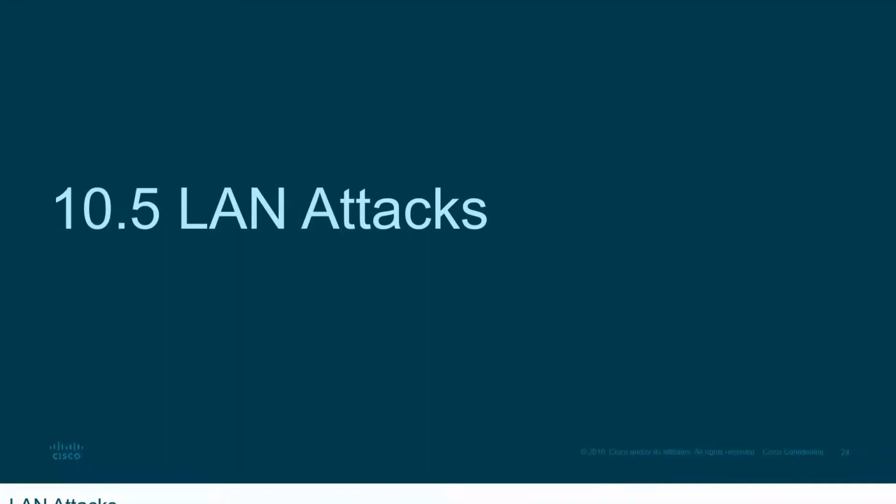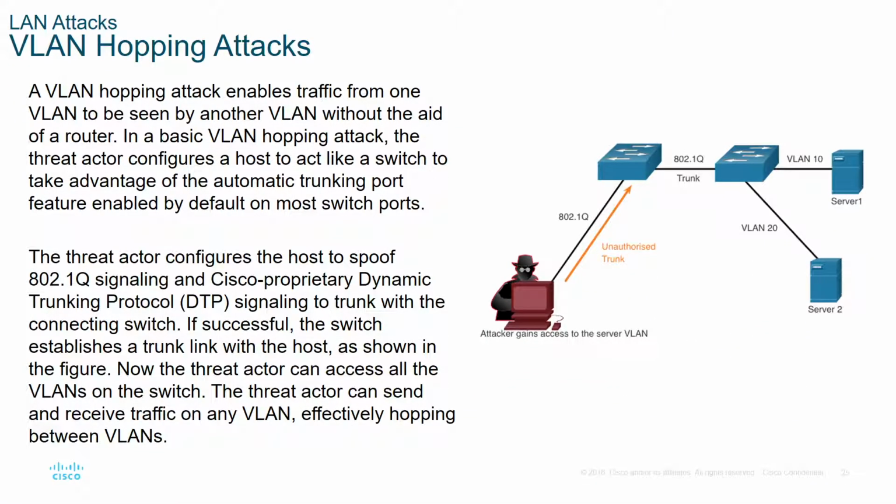LAN attacks. VLAN hopping attacks. A VLAN hopping attack enables traffic from one VLAN to be seen by another VLAN without the aid of a router.